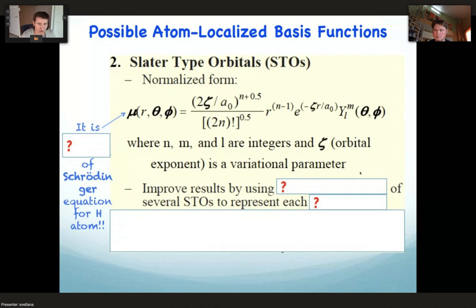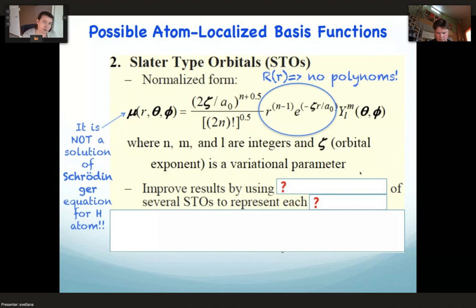So we get rid of this polynomial part. Technically, if you delete the polynomial part and leave only the part of the radial function which has r in a power and then the exponential part, this is technically not really a solution of the Schrödinger equation anymore. It's a simplified mathematical function, a reduced form of the actual solution of the Schrödinger equation. And this is what is called Slater-type orbitals, Slater basis or Slater orbitals.